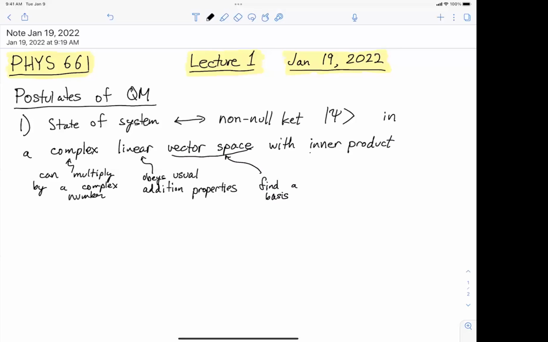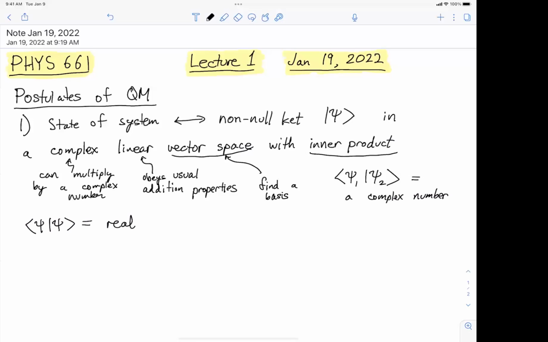And the inner product means that for any two kets, you can form a complex number, like so. So this is a complex number. With the property that if you take the inner product of a ket with itself, that's real and positive. With one exception, and that's the exception where the ket psi is the null ket. So unless psi equals 0 equals null ket.